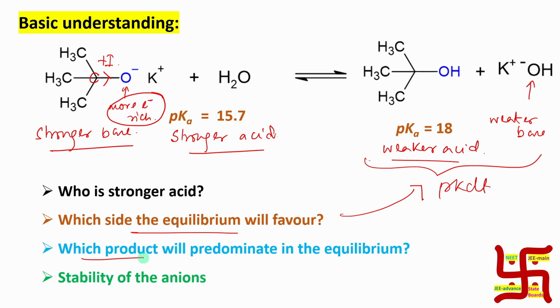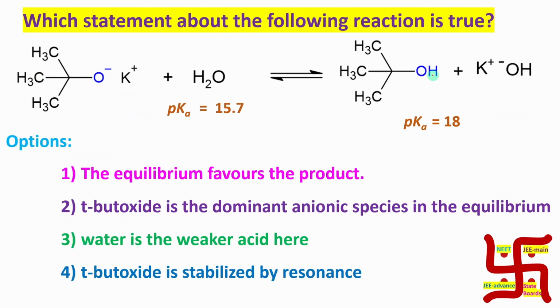Now, which product will predominate in the equilibrium? Obviously, this tertiary butanol and KOH will predominate. Next, stability of the anion. If you look at KOH here, it's comparatively more stable than this tertiary butoxide. So tertiary butoxide is less stable because of the electron donating effect of this tertiary butyl group. So which statement is true? The equilibrium favors the product. This is the right answer.